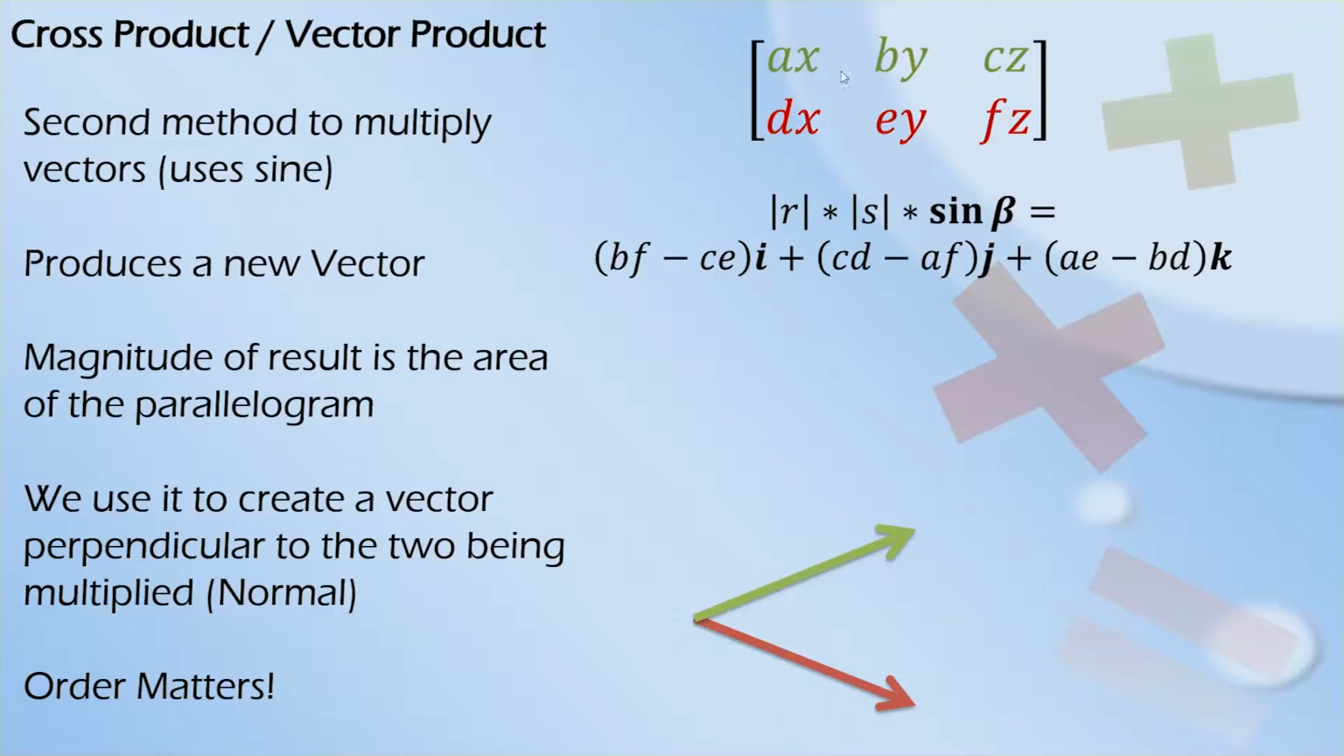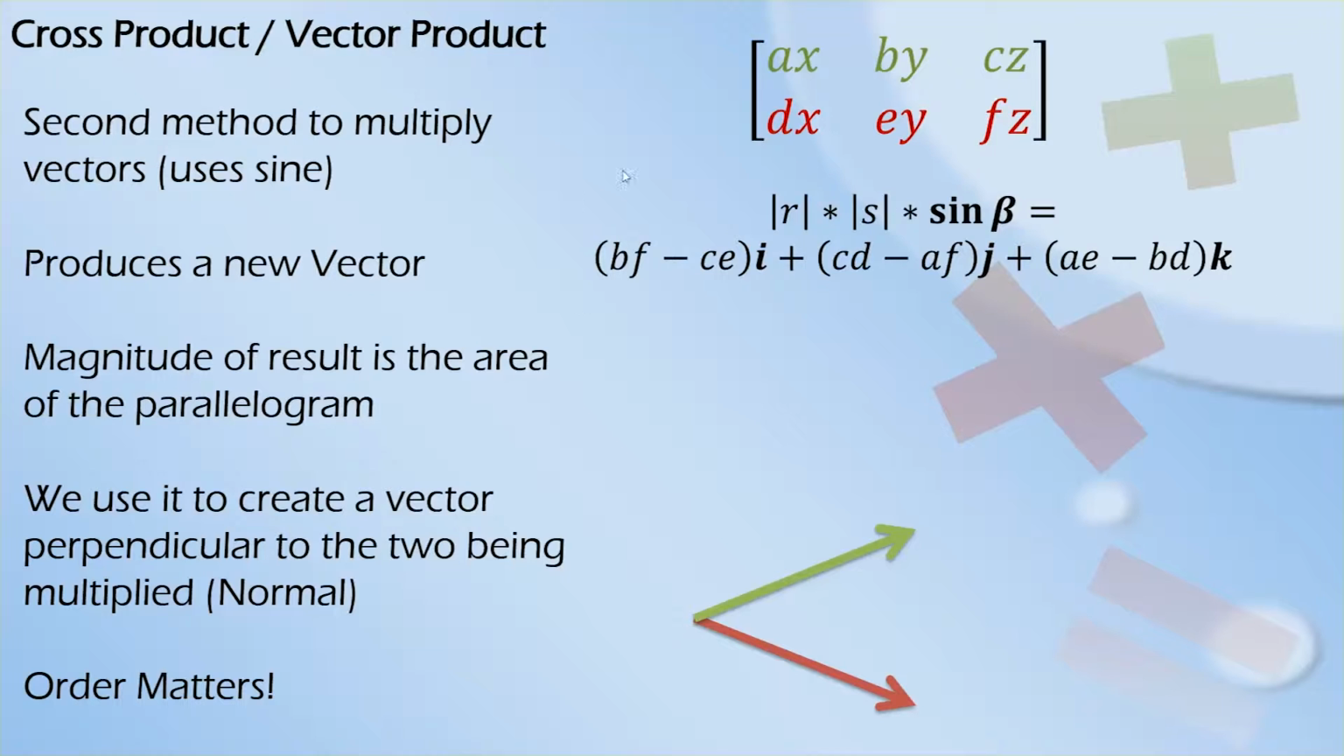So in this case, what we've got here, just for notation up here, is our two vectors. Our green vector has the components ax, by, and cz, where a, b, and c are the constants, and x, y, and z are, of course, the axes we're moving in, or if you want to think of them as i, j, and k, and those are our basis vectors, you can do that as well. And of course, the second vector in red is our dx, ey, and fz.